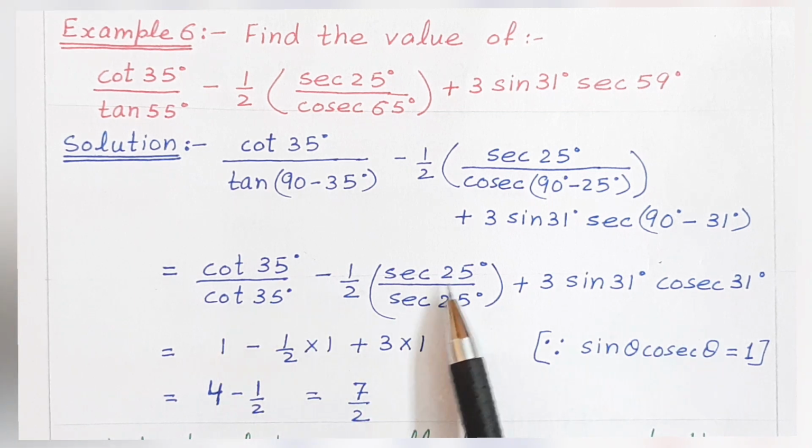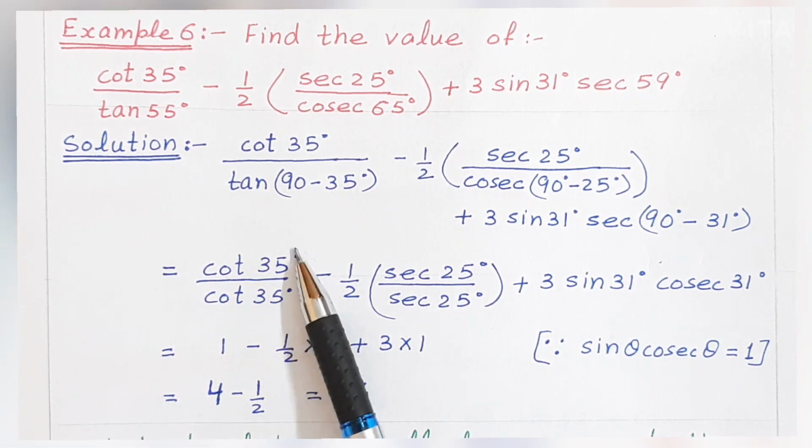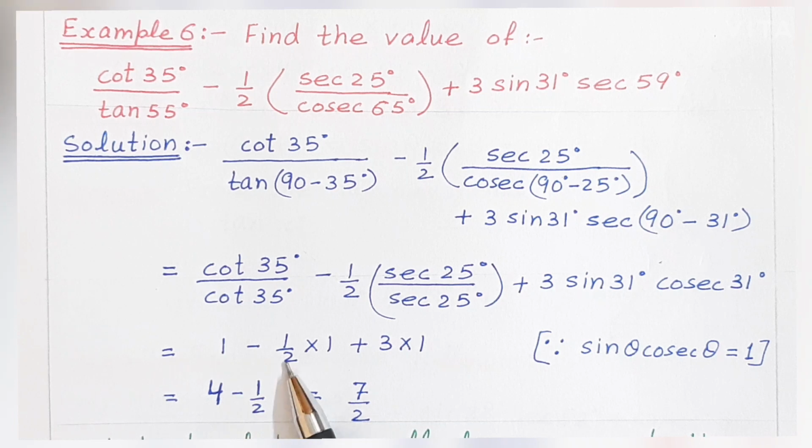So the answer is cot 35 upon cot 35 is 1. Then minus half into 1. Then plus 3 into 1. So the final answer is 7/2. Students, hope you all have revised the chapter. So all of you are required to solve the given revision test. Thank you everyone.